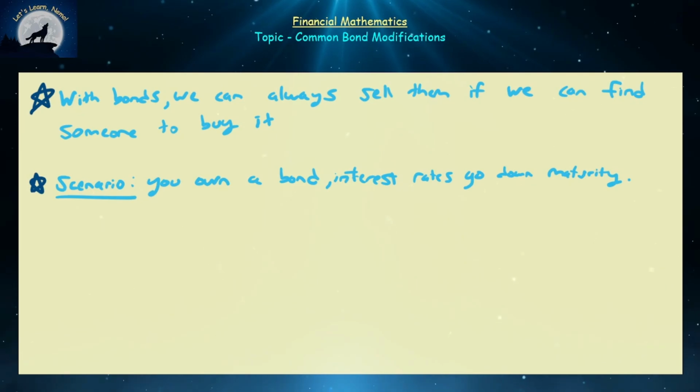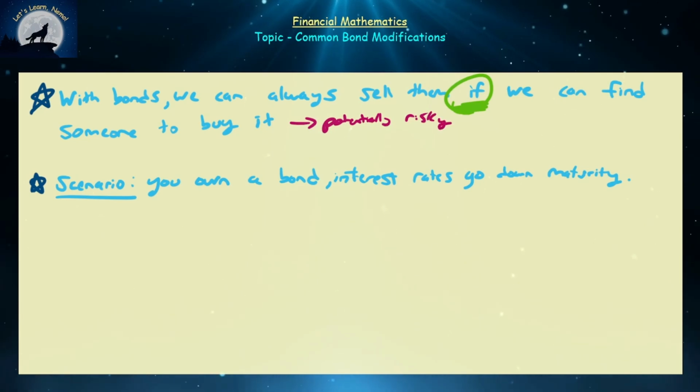With bonds, keep in mind you can always sell them, provided you can find someone to buy it, right? This is a very, very, very big if. Because if people don't have a lot of money, they can't buy anything. And if people have a lot of money, they could be very conservative in their spending at the time for which you want to sell. So with bonds, it is potentially risky to sell, but keep in mind the return, the maturity, redemption value will not change. So it's not risky on the financial part, but it's risky if you want to sell it or liquidate it extremely fast.